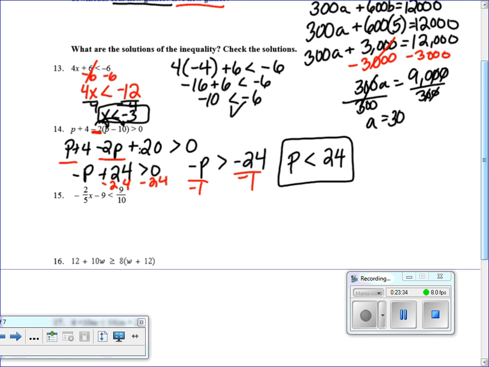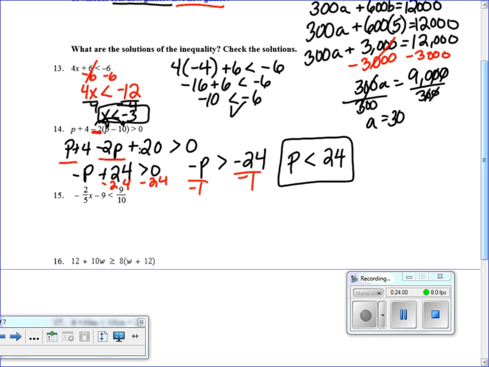Looking at 15, we have negative 2/5 x minus 9 is less than 9/10. Okay, we have fractions. The biggest thing here is to possibly get rid of the fractions. Let's start by getting rid of the fractions. Okay, to get rid of the fractions, you need to find the common denominator. Our lowest common denominator is 10. 5 and 10 both go into the number 10.